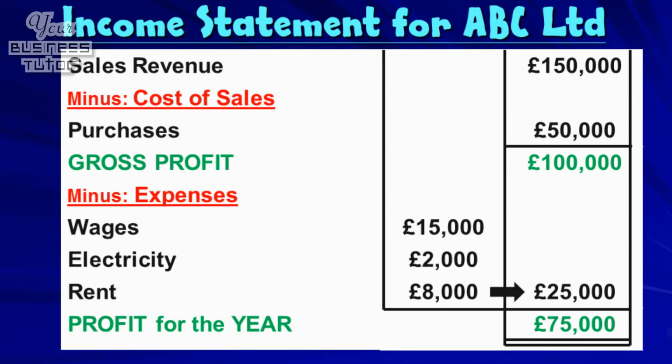So pulling the whole thing together, and what you get is a complete income statement with sales revenue at the top, from which the cost of sales is deducted to calculate gross profit, and then from which expenses are deducted to calculate the profit for the year.